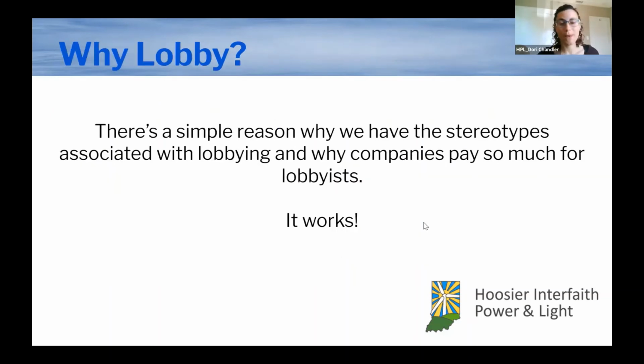So why lobby in the first place? There's a really simple reason why we have the stereotypes associated with lobbying and why companies pay so much for lobbyists. It's because it works. Many of us have hung around the state legislature and know that we may be a couple of community advocates in the room, and there are oftentimes numbers of paid lobbyists for other organizations.